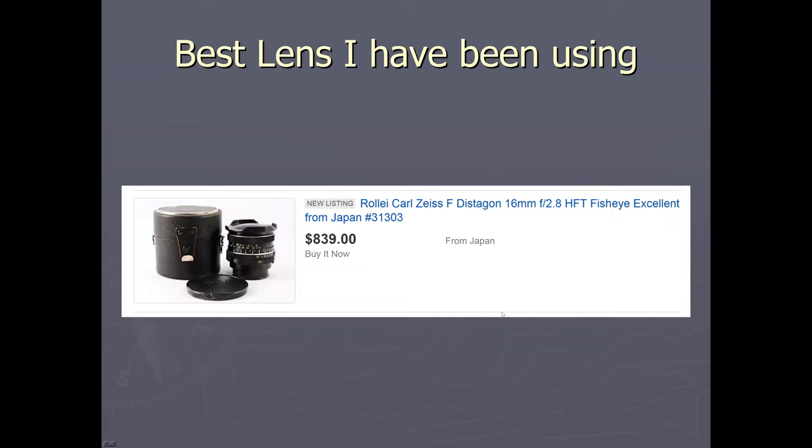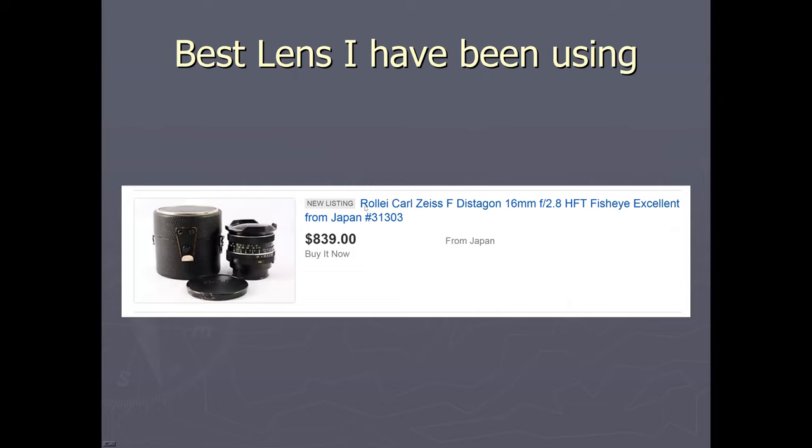Now, this is the best lens I've been using. Now, I have four fisheye lenses and I have two of this. To me, this is the best lens that money can buy if you're buying a fisheye lens. We all know how good Carl Zeiss is. And if you have to buy this brand new, you'll be looking at over $3,000.